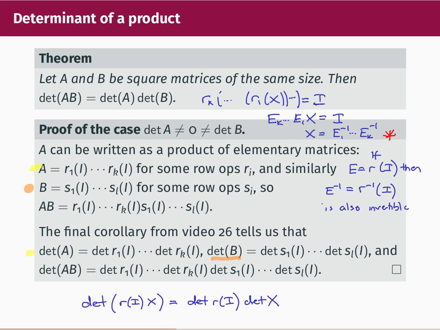But then it's obvious that A times B is equal to the product of the elementary matrices for A and the elementary matrices for B, and doing the same thing one final time gets us that the determinant of AB is equal to the product of the determinants of the elementary matrices used in A and the elementary matrices used in B. But of course that's equal to the determinant of A times the determinant of B. We're done.